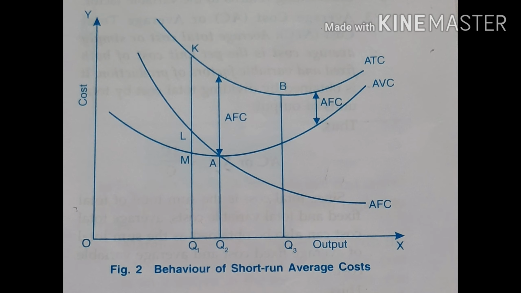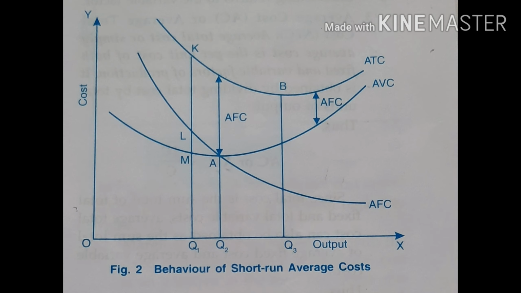Then gradually, as the variable input increases, you increase the amount of variable factor, the fixed factors are better utilized, resulting in an increase in the efficiency of the variable factor. That is, division of labor and specialization further add to their efficiency, and all these factors lead to increasing returns. Hence ABC slopes downward in the beginning. These are the reasons for the U shape of the ABC curve.